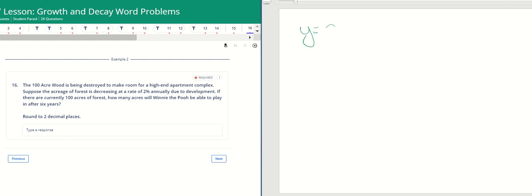Our ending amount is equal to our starting amount times 1 plus our rate to the amount of time. Now, we know that we want to find our ending amount. Our starting amount is 100 acres. And since this is decay, our rate is going to be negative. That's because the 100-acre wood is getting smaller. So we are going to subtract 2%, and we do that by converting it to 0.02 as a decimal. Then 6 years are going by, so we're going to raise it to the 6th power. So starting with 100 acres, decaying at a rate of 2% over a 6-year period.